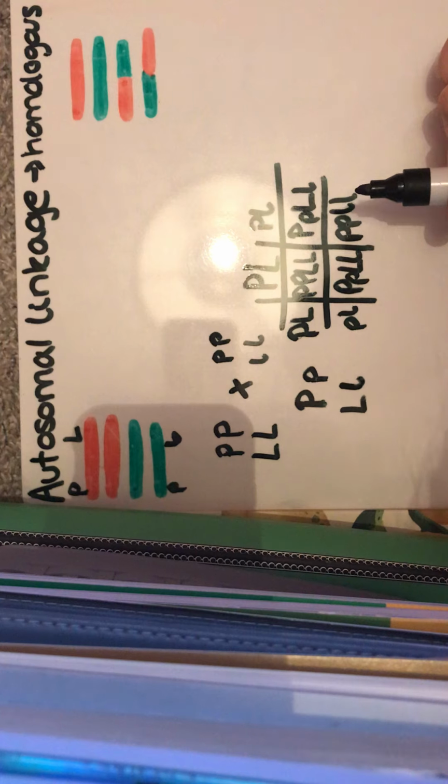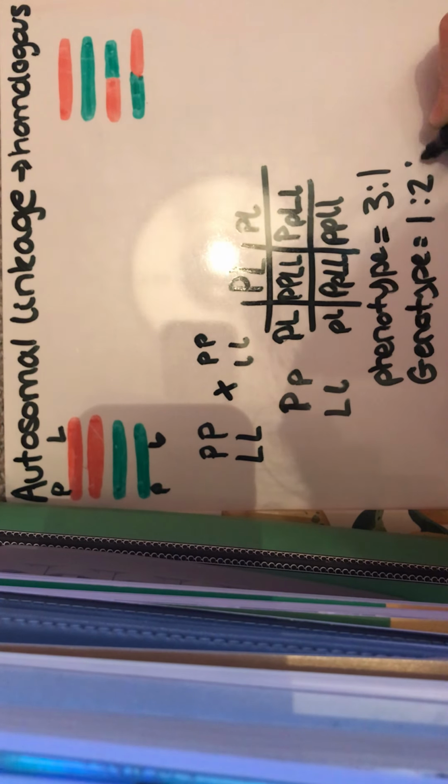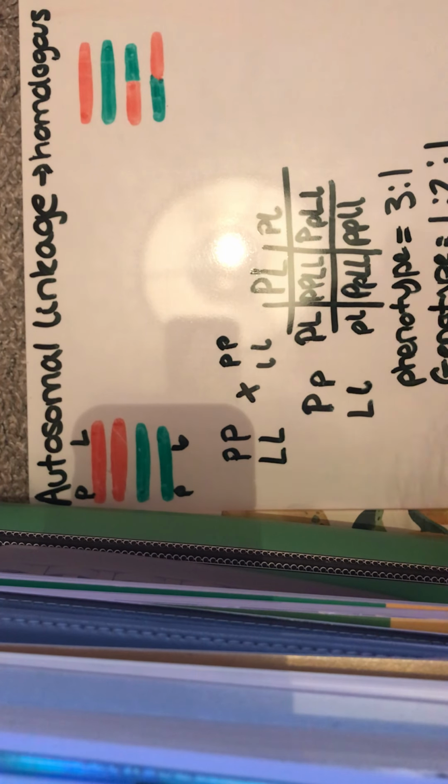Sometimes in exam questions they can ask you for two different kinds of ratio. The phenotype ratio here would be 3:1, so we've got 3 purple and long and 1 short and red. But if we're looking at the genotype ratio, we've got 1 homozygous dominant, 2 heterozygous, and 1 homozygous recessive. So it's actually 1 to 2 to 1 for the genotype ratio. So there are 2 different kinds of ratios that we could have.